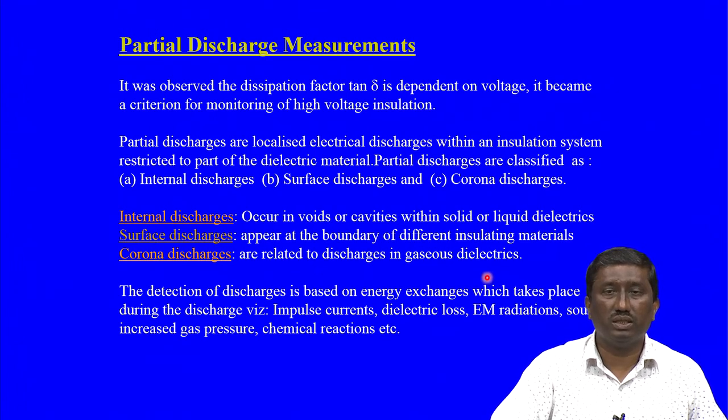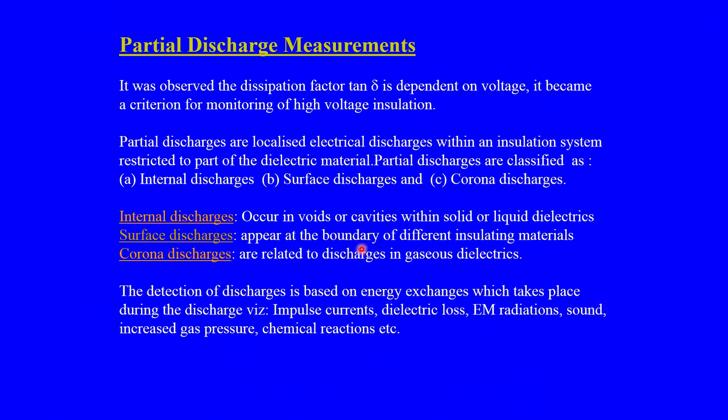The surface discharges normally appear at the boundary of different materials, on the surface of any insulating material. So, these discharges could again degrade the insulation in the period of service. The third being the corona discharges. Corona discharges are related to the gas dielectrics, particularly wherever the gaseous media is being used as an insulating medium. So, gas corona discharges do occur.